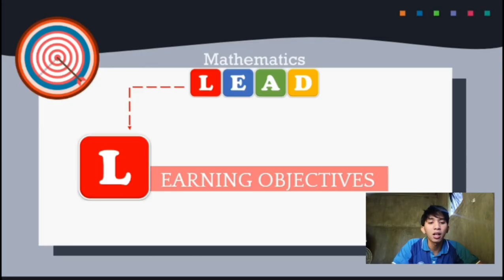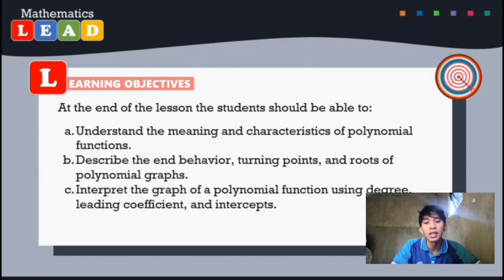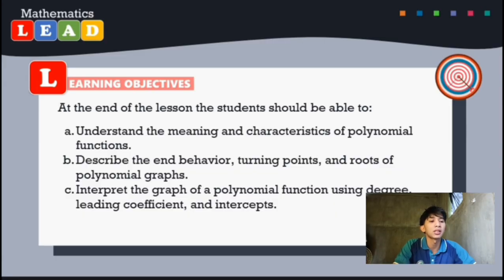For our learning objectives, at the end of this lesson, the student should be able to first understand the meaning and characteristics of polynomial functions, describe the end behavior, turning points and roots of polynomial graphs, and lastly, interpret the graph of a polynomial function using degree, coefficient, and intercept.